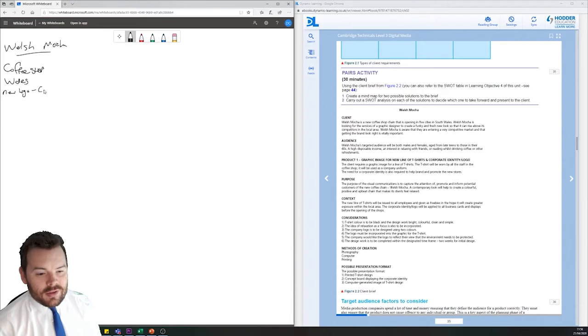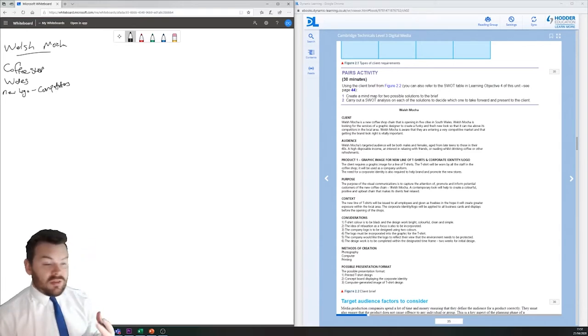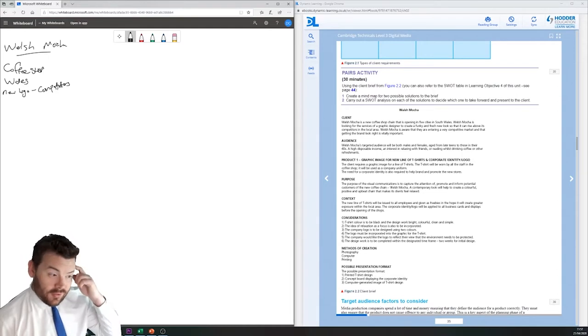Now, those competitors could be independents. It could be the big multinational brands. It could be other convenience food sellers of some sort. So that logo needs to stand out from them.